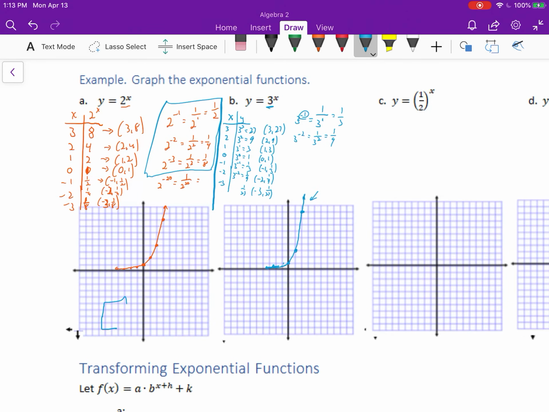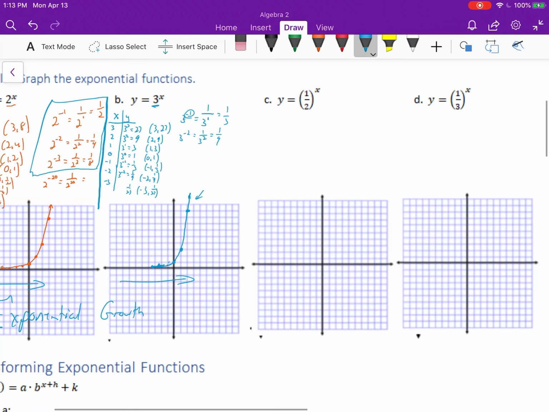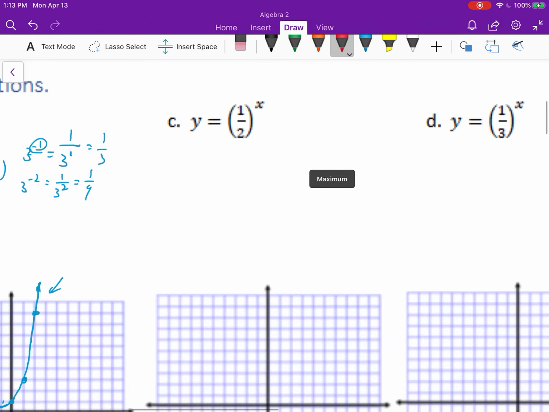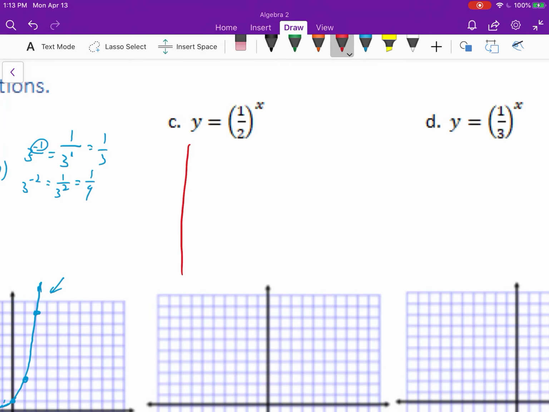These two graphs are called exponential growth. They are getting larger from looking left to right. They're going up left to right. So let's take a look at these next ones.